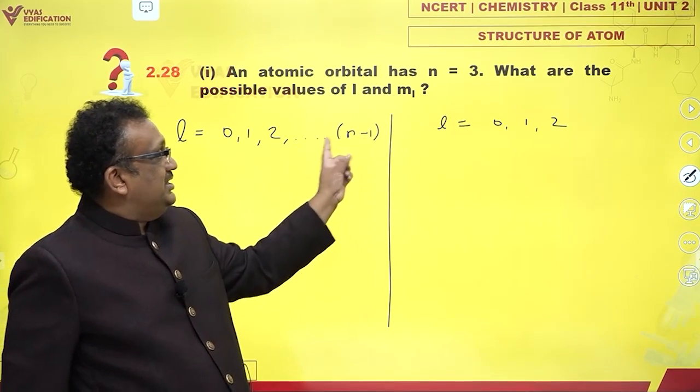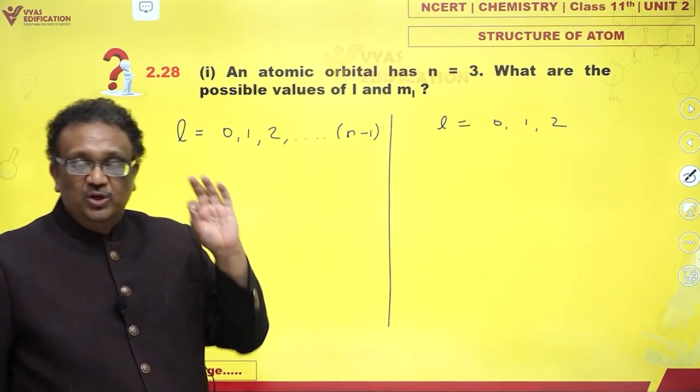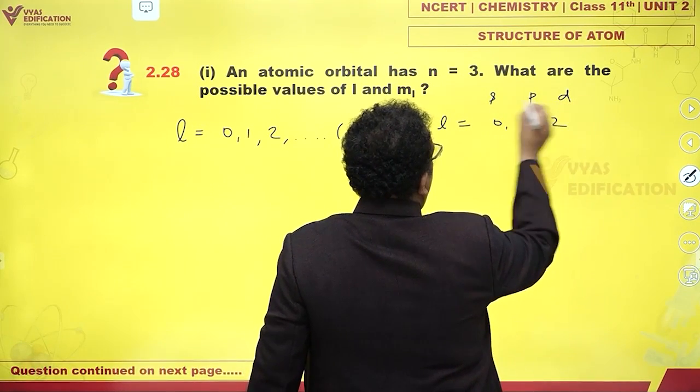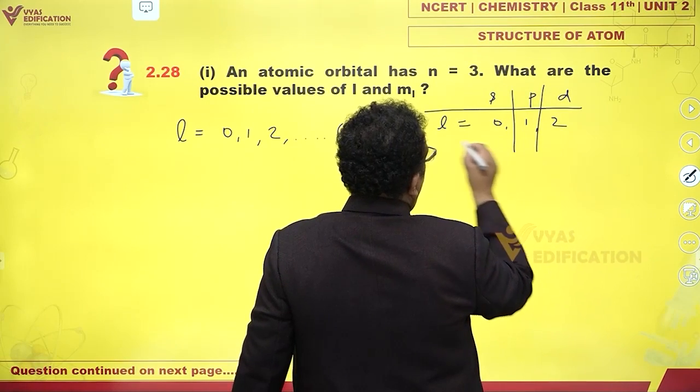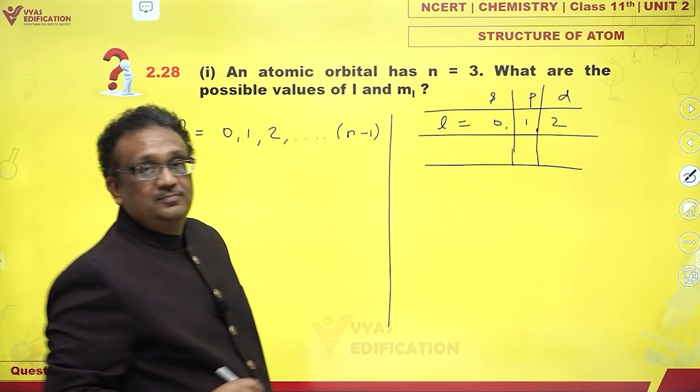Till n minus 1, so till 3 minus 1, 2. So L can have value 0, that means S orbital. 1 means P orbital. And 2, that means D orbitals.